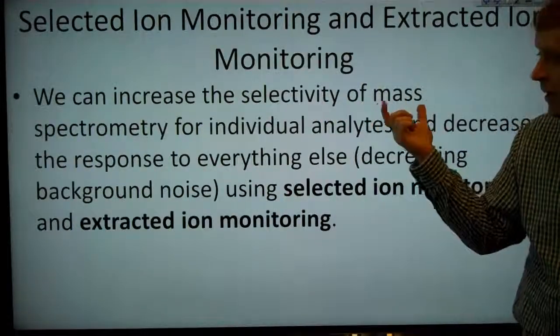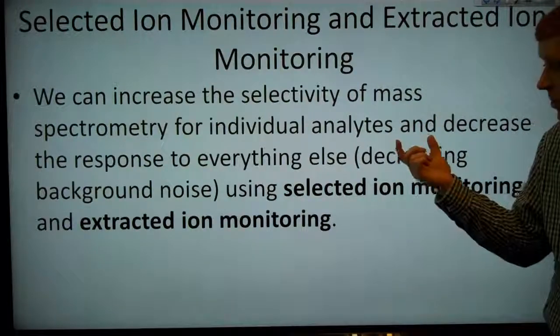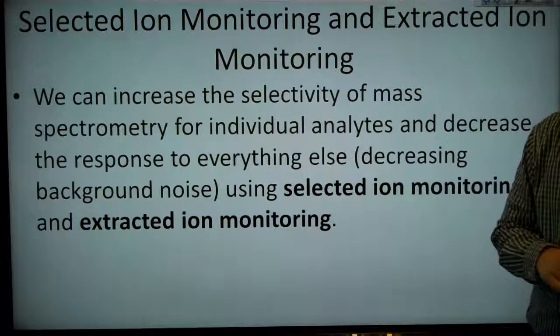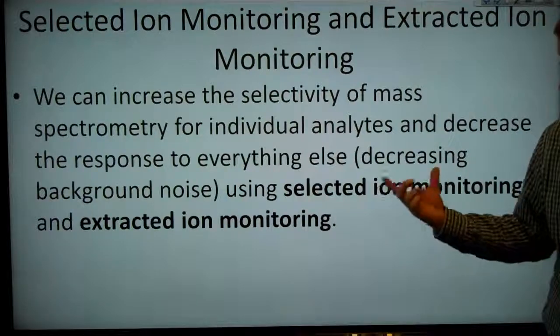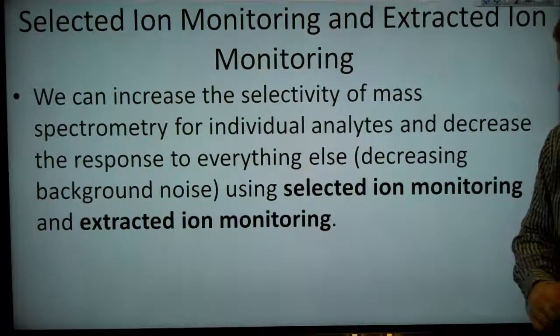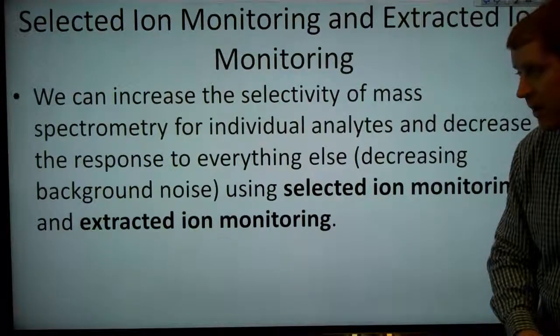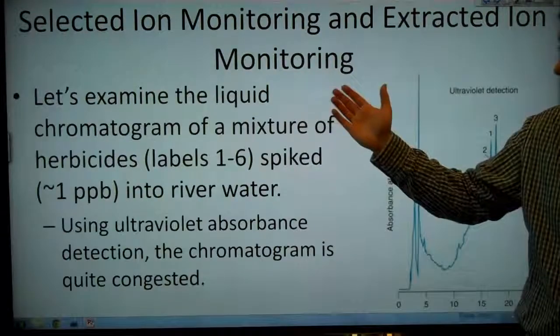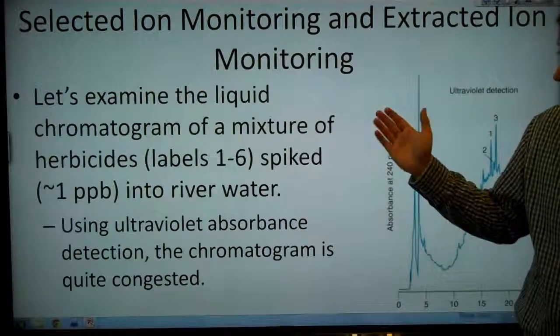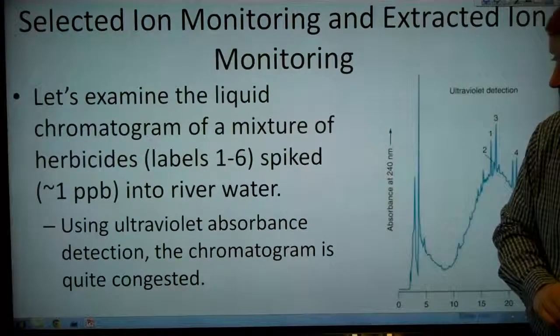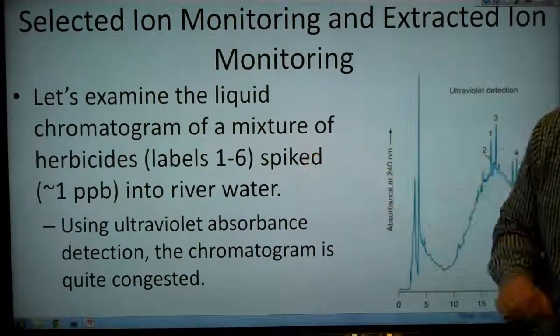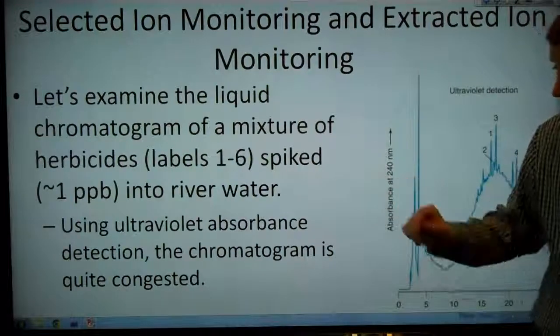So we can increase the selectivity of mass spectrometry for individual analytes and decrease the response to everything else, thus decreasing the background noise, using selected ion monitoring and extracted ion monitoring. So let's examine the liquid chromatogram of a mixture of herbicides that are labeled 1 through 6, spiked at around 1 part per billion into river water.